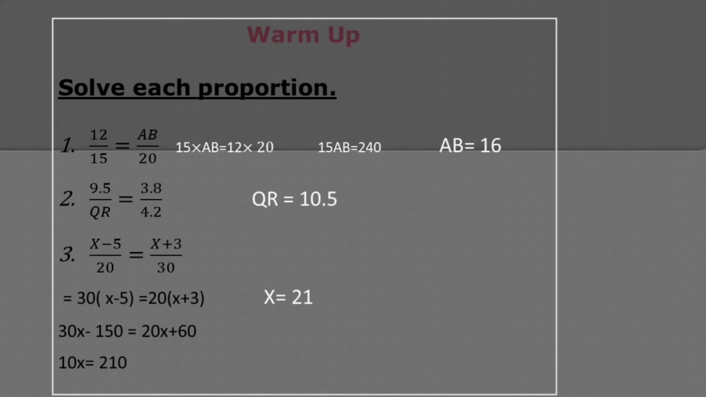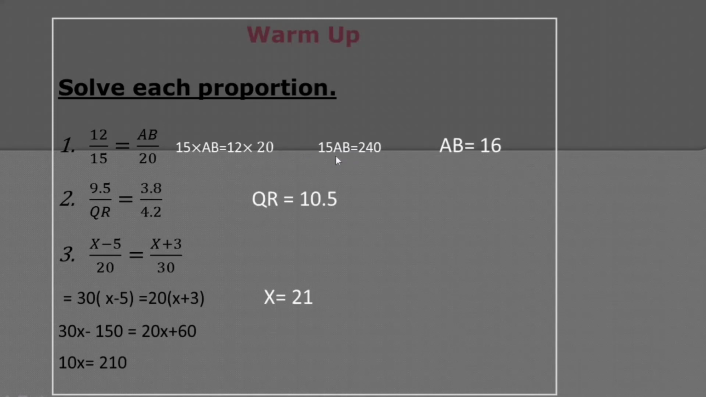Let's solve this proportion. If I have 12 over 15 equal AB over 20, I need to find AB. When I'm seeing a proportion, I need to remember my scissor way. To find AB, I'm going to multiply AB by the denominator, 15. So it's going to be 15 multiplied by AB equal 20 multiplied by 12. Just multiplication. So 15 AB equal 240.